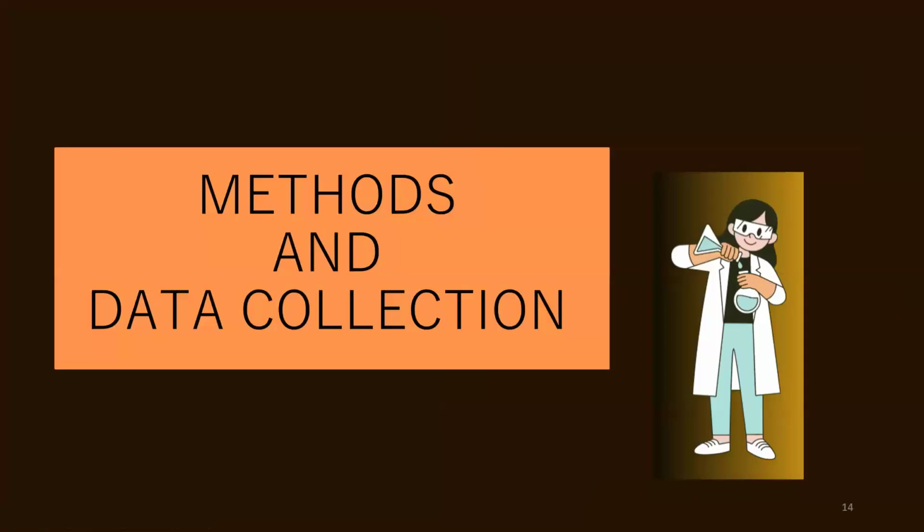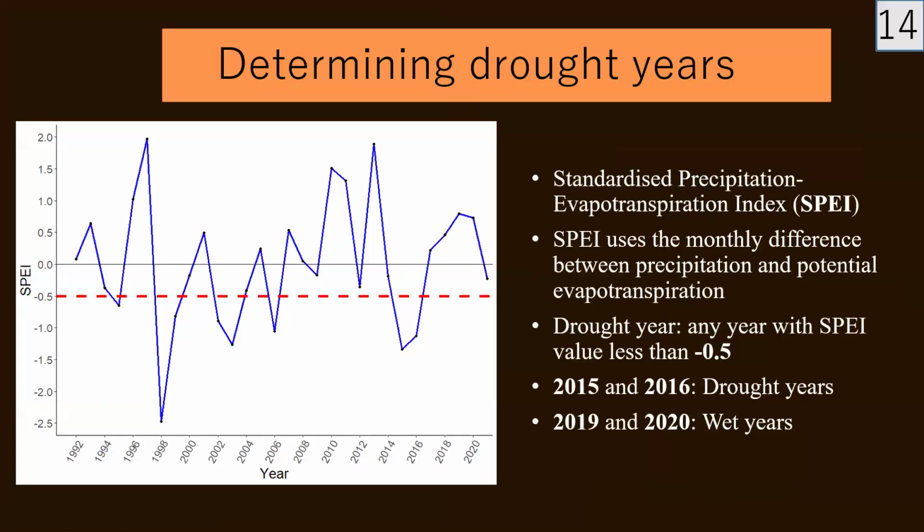So moving on to the methods and data collection. The first thing that we did was we determined the drought years. So we used the standardized precipitation evapotranspiration index. This is because the province of British Columbia doesn't show precipitation throughout the year. So the summers are dry and the winters have more precipitation. So basically we consider the dry summers as the drought period in Vancouver Island. So that's why SPEI calculates its drought years over 12 months.